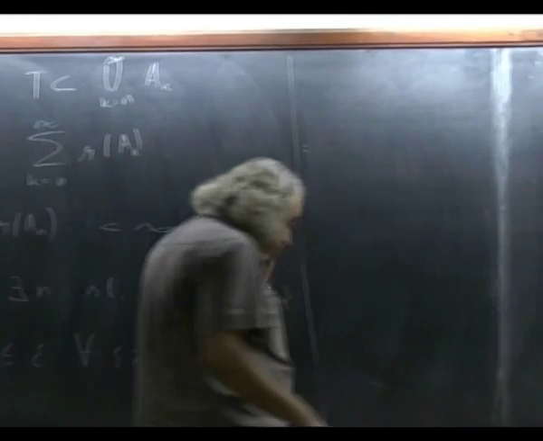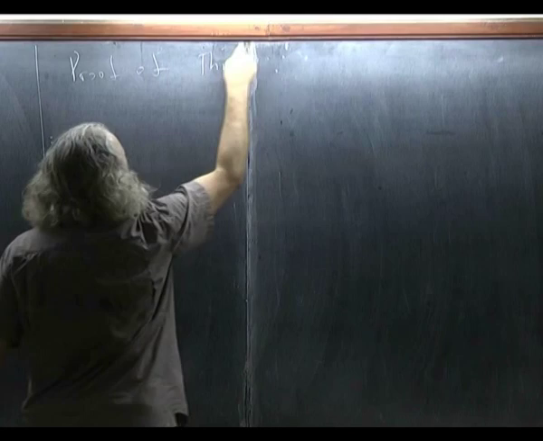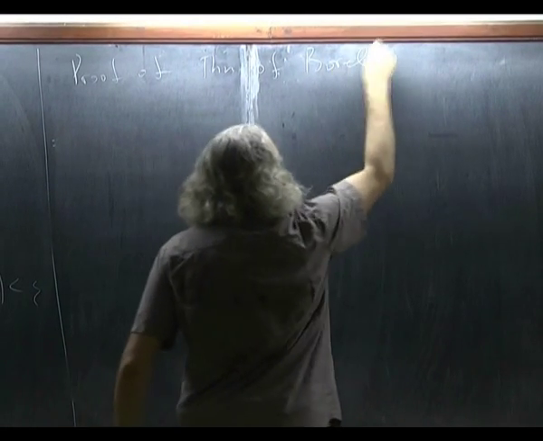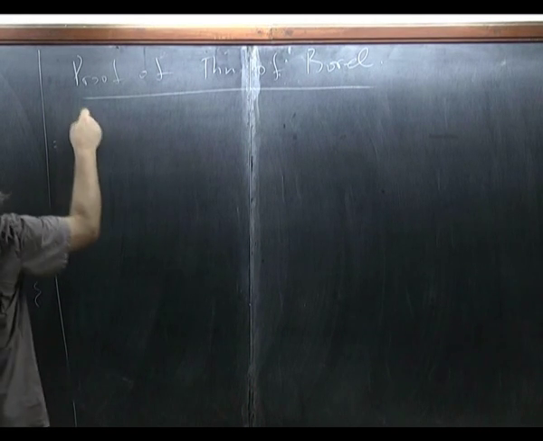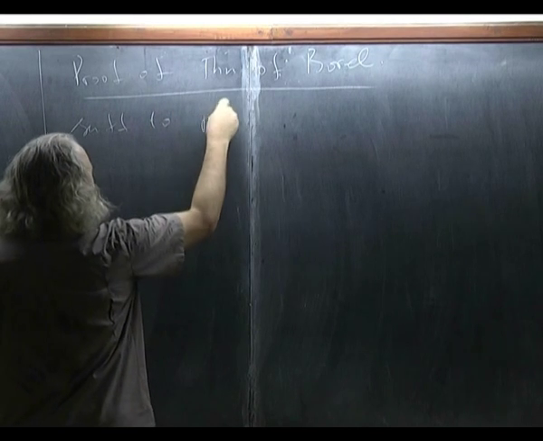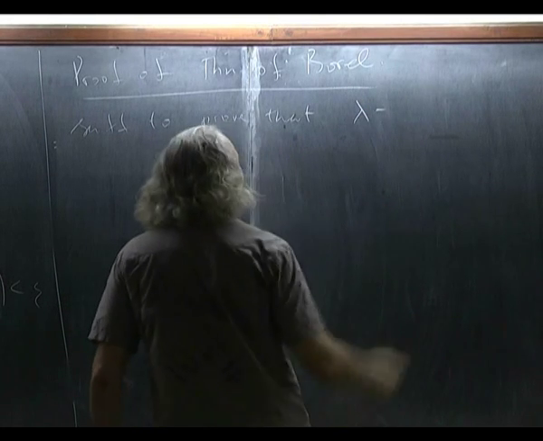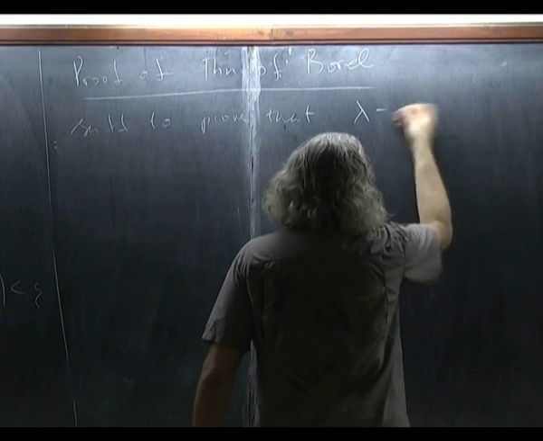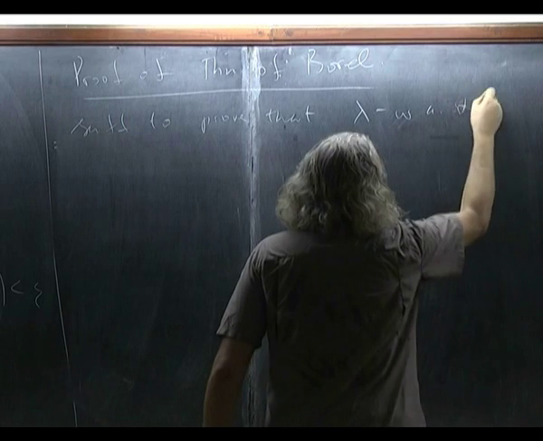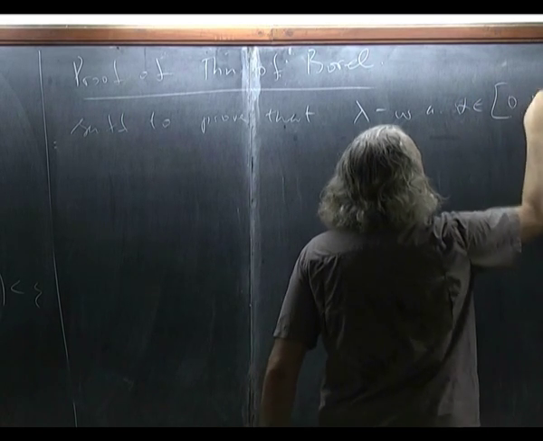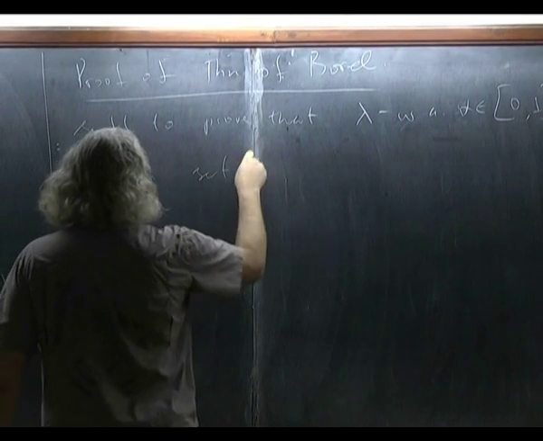And now how the theorem of Borel is proved. Proof of the theorem of Borel. Of course, it is sufficient to prove that lambda well approximable numbers in the interval 0, 1 form a set of measure 0.